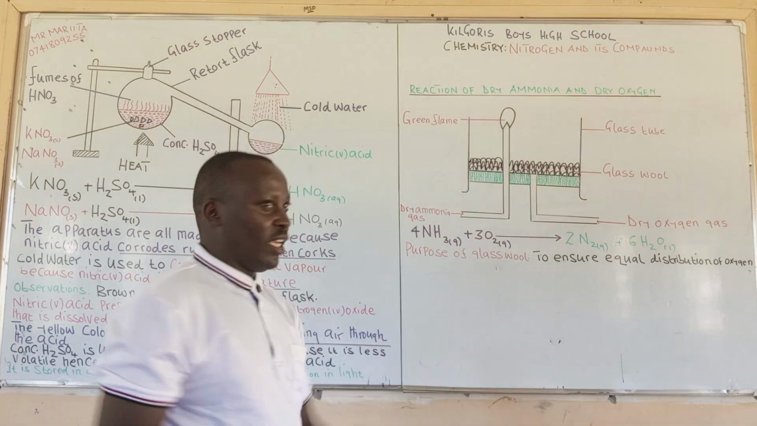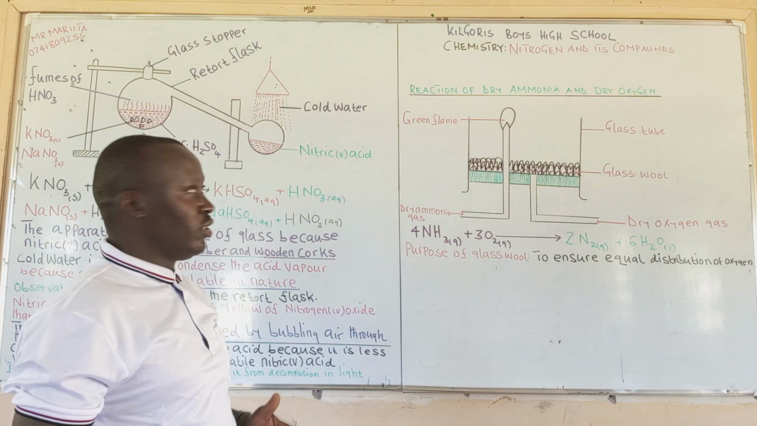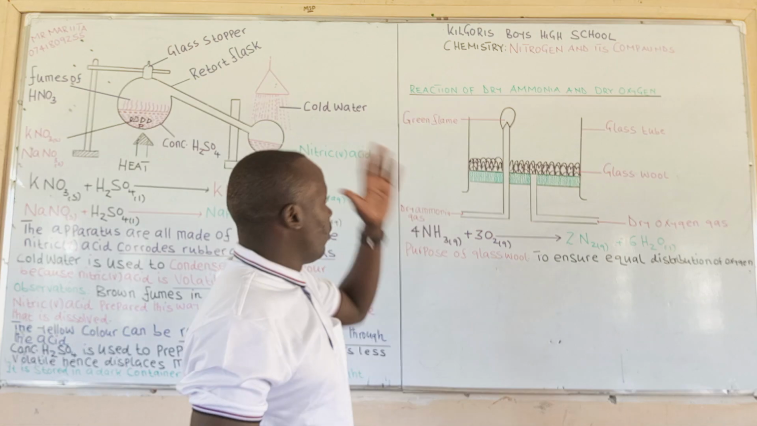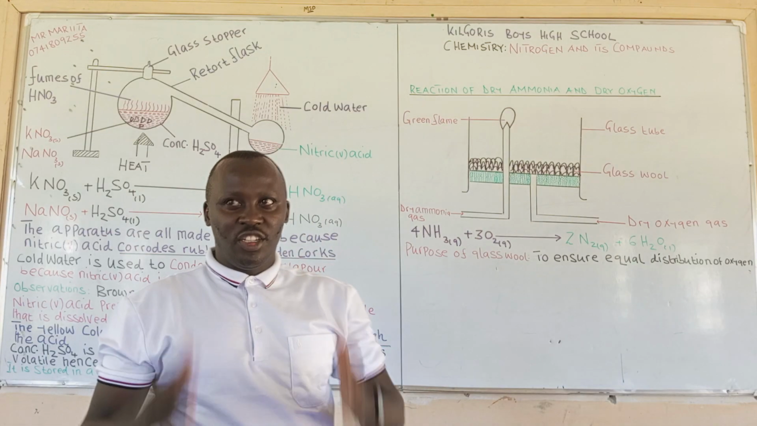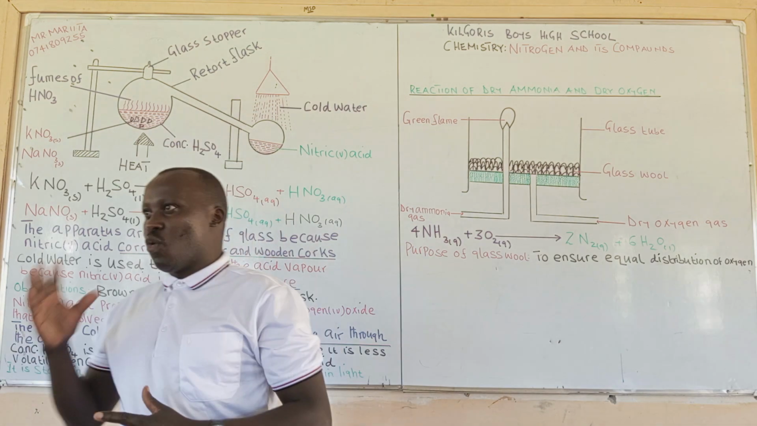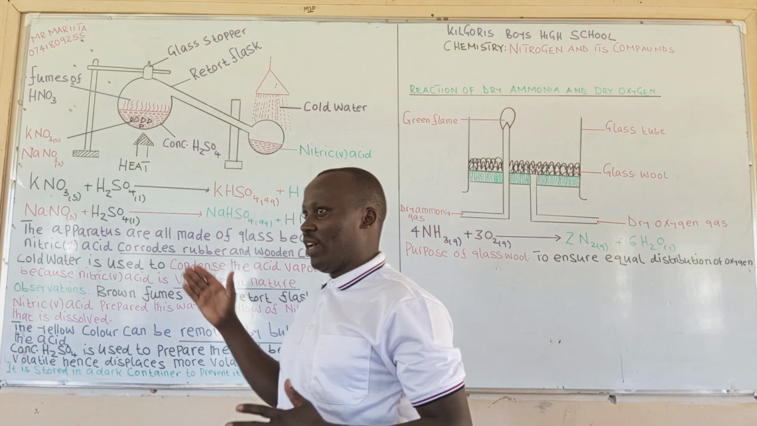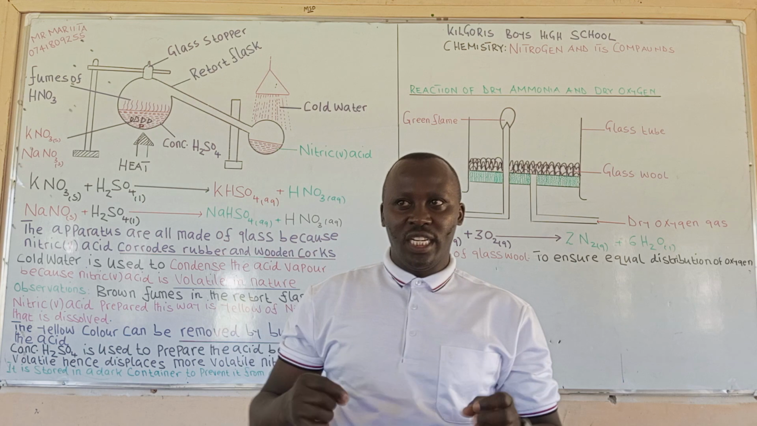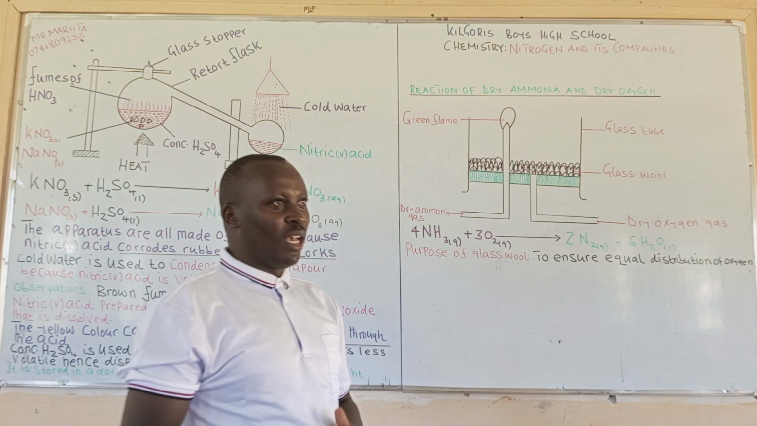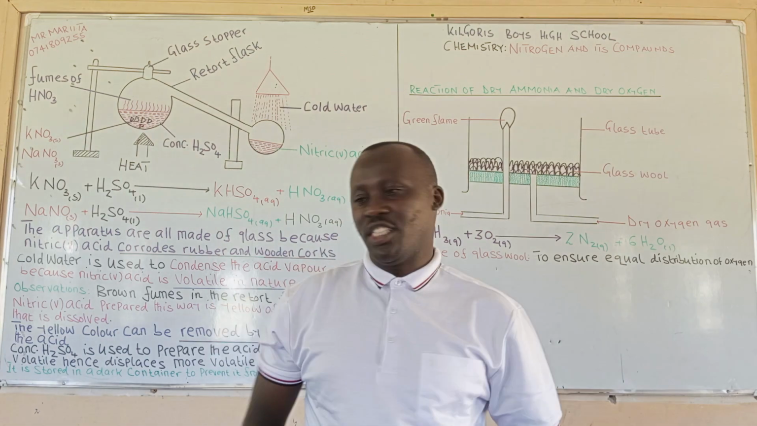Today we are looking at KCSE revision Form 3 work, and that is the industrial process. Our topic is nitrogen and its compounds. Today we are looking at two things. One is the laboratory preparation of nitric acid using the KCSE apparatus, and then we have the reaction of dry ammonia gas and oxygen gas.